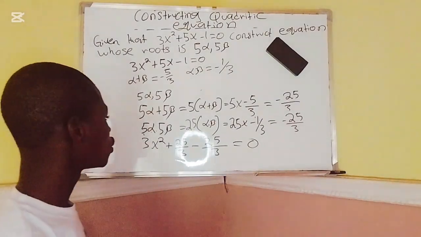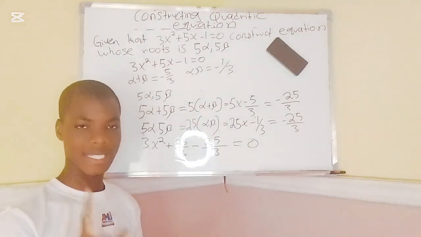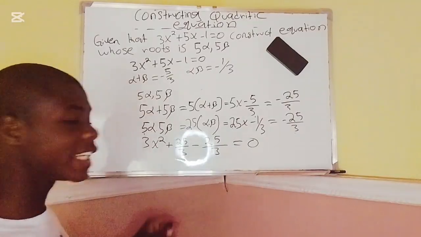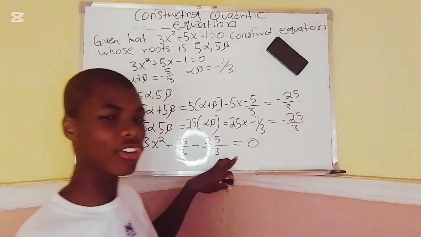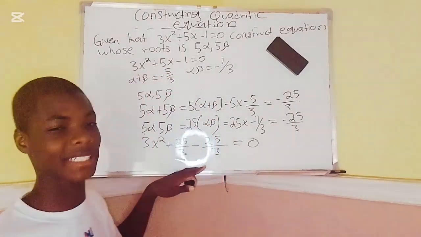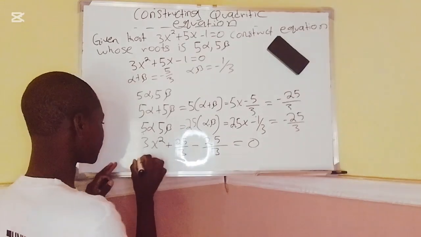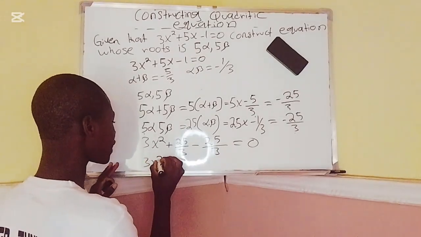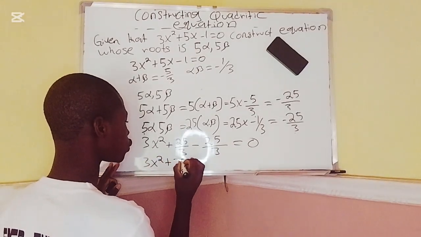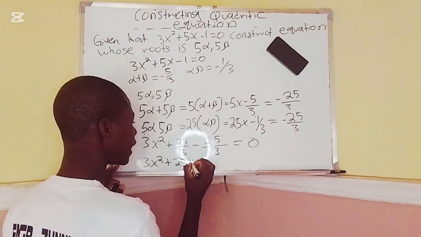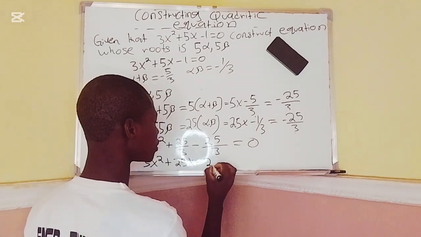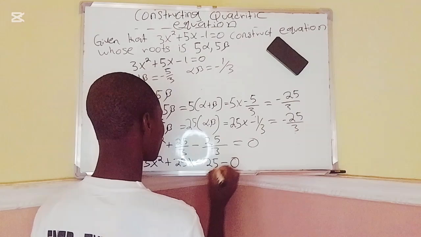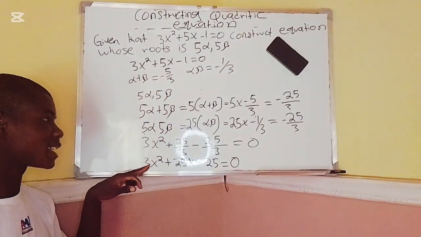Yes. So the next thing that I'm going to do is that I have 3 in common. This 3 is common, so therefore I have to eliminate the 3 and keep my equation as 3x squared plus 25x minus 25 equals 0. So therefore this is the equation.